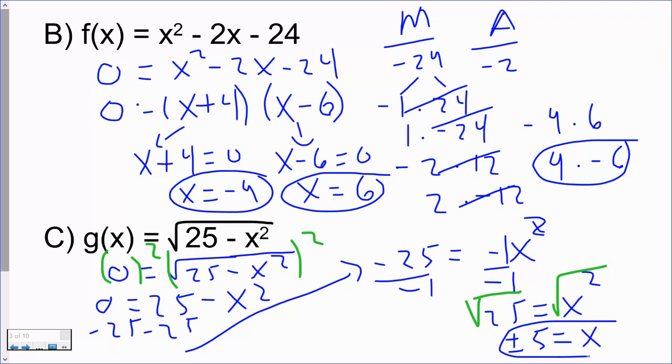So when you square both sides, you have to think of the positives and negatives. Because if I take this number, 5 squared is 25, but negative 5 squared is also 25, because negative 5 times a negative 5 is a positive 25.